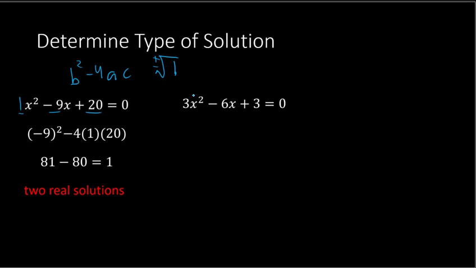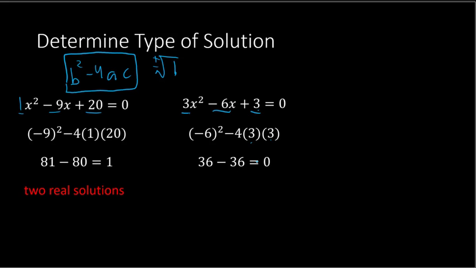Now what if you had 3x squared minus 6x plus 3 equals 0? So again, we can use our discriminant of b squared minus 4ac. A would be 3, b is negative 6, and c is also 3. So if you plug that into the formula b squared minus 4ac, we would get negative 6 squared minus 4 times 3 times 3. 4 times a, which is 3, times c, which is also 3. What that gives us is 36 minus 4 times 3 times 3, which is also 36, and that equals 0.